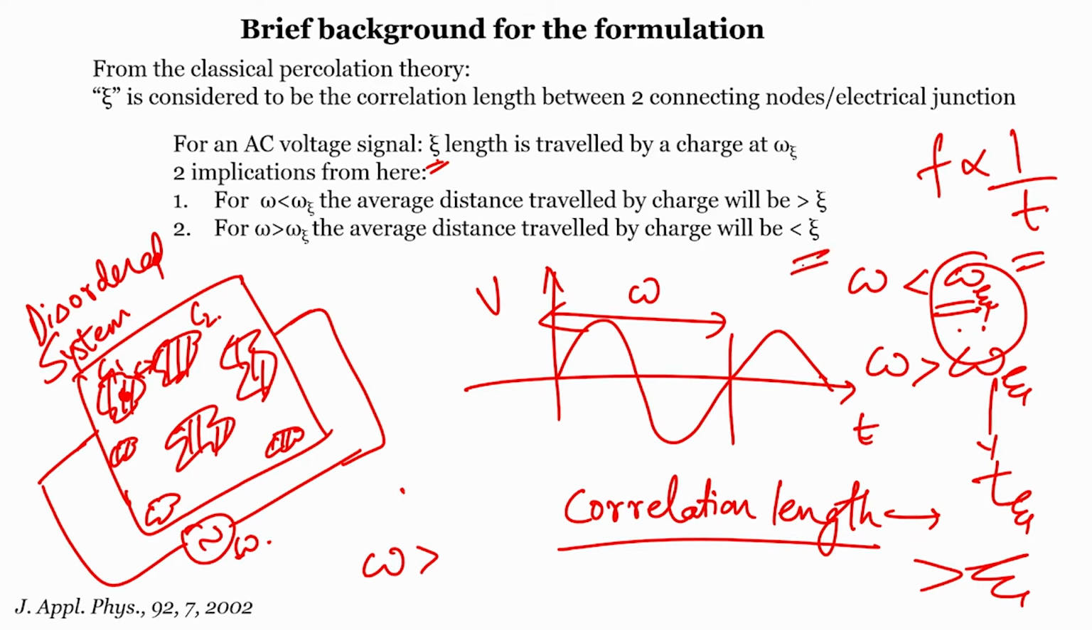So there are three aspects. There is a correlation length, there is a frequency corresponding to the correlation length. For frequencies less than omega psi, the distance travelled by the charge will be greater than the correlation length, and the distance travelled by charges for frequencies greater than omega psi will be less than the correlation length. Till this point it is clear, correct?